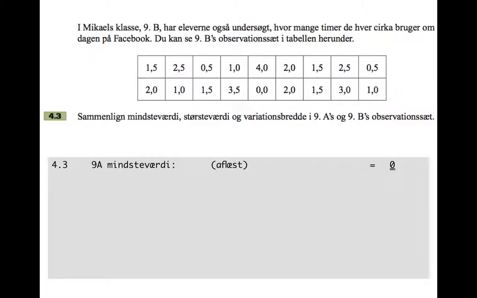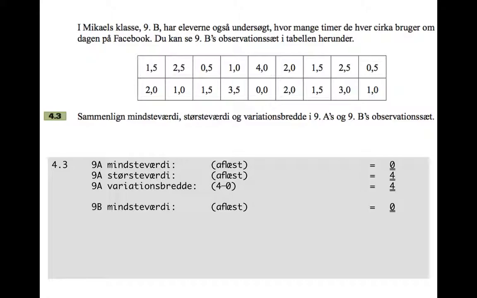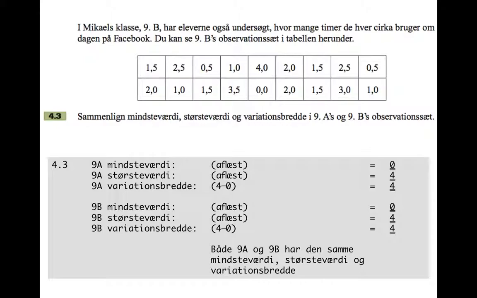So 9A's smallest value was 0. 9A's largest value was 4. So the range, Afgangsprøve, is obtained from the largest minus the smallest, so that's 4 minus 0 is 4. In 9B, the smallest is 0, the largest is 4, and the range is again 4 minus 0. So both 9A and 9B have the same smallest, largest values and range.